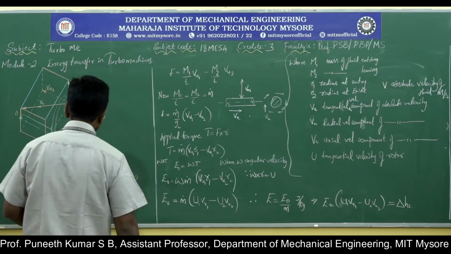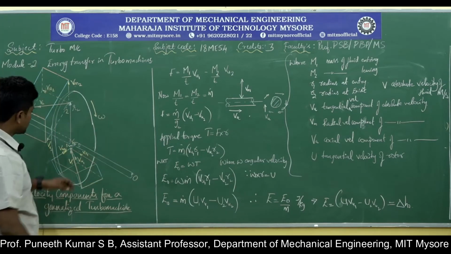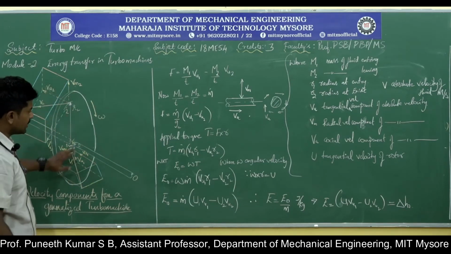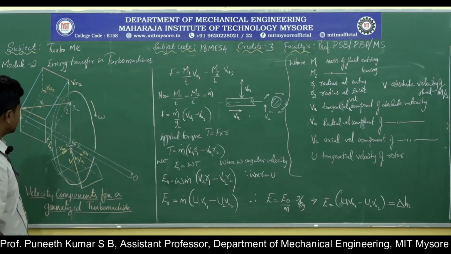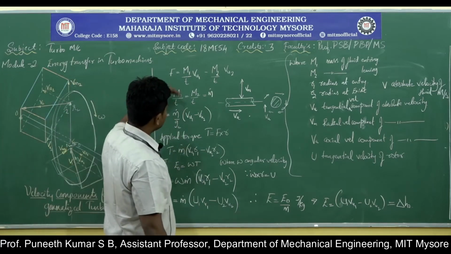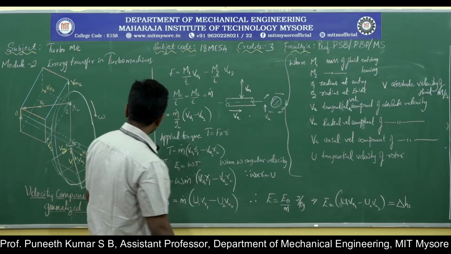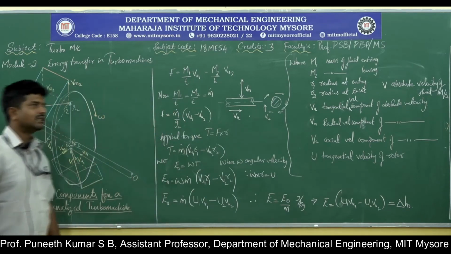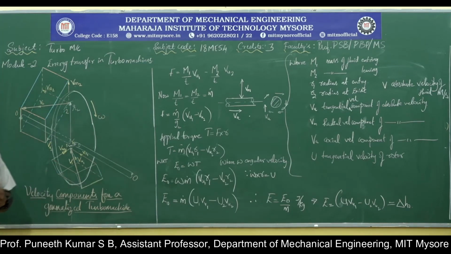Next, we have tried to understand most of the components. Omega is the angular velocity. Before starting the derivation, we need to understand the working principle of the turbo machine, or suppose I take the example of a turbine.